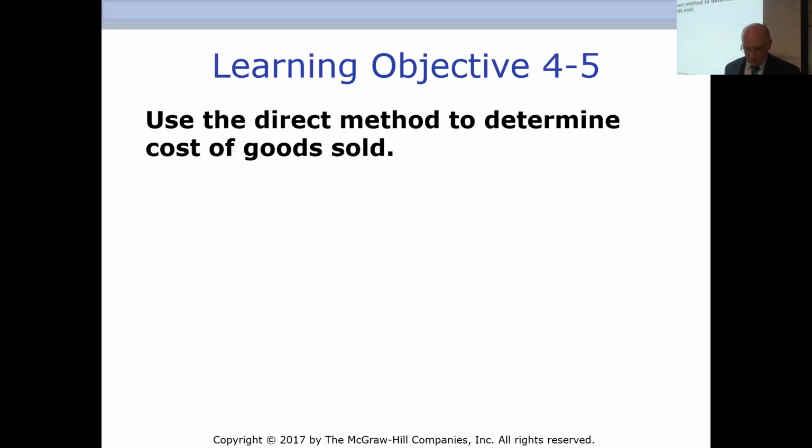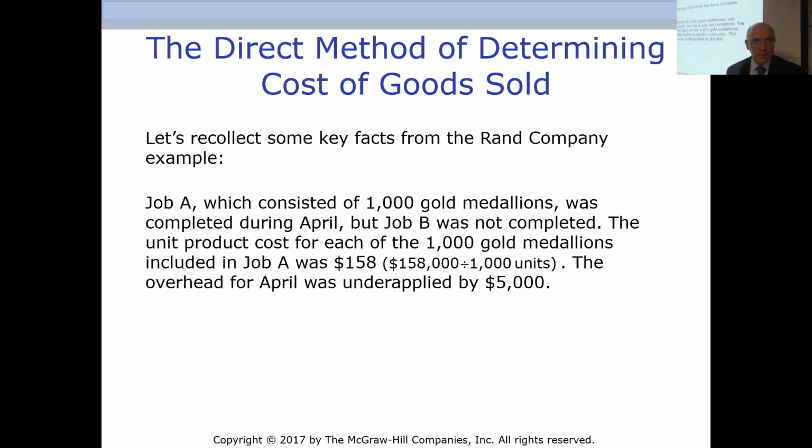Well, let's take a look at the direct method to see what that's all about. The direct method to determine cost of goods sold. Job A, which consisted of 1,000 gold medallions, was completed during April. Job B was not completed, so there was some work in process inventory there. The unit product cost for each of the 1,000 gold medallions included in Job A was $158, that's 158,000 divided by 1,000 units. The overhead for April was underapplied or underestimated by 5,000.